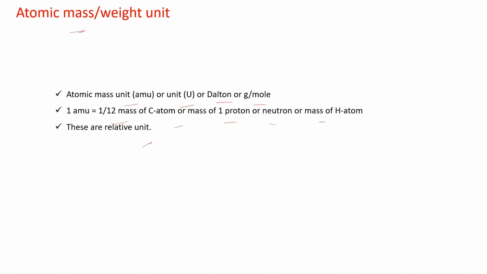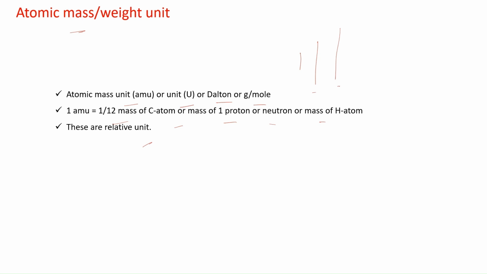Relative means we always compare. For example, two persons are standing together. We'll say this person is taller than this one. So height is always a relative value. Among these two, this person is taller. Maybe if we compare this person with somebody else who is taller than this one, then we will say that this person is taller than this one. So these types of characteristics are always relative.